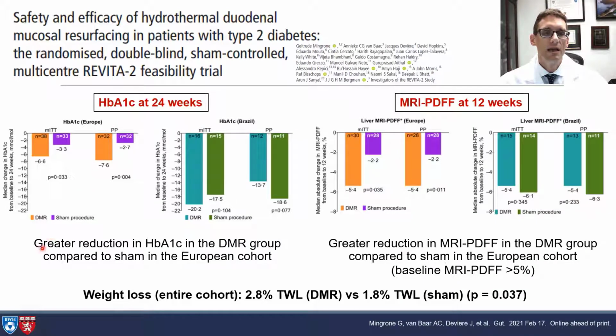And you can see in the European group, there was a substantial reduction in HbA1c between cohorts. However, not so much in the Brazil group. And similarly, in that European cohort, there was improvement in liver fat as well.